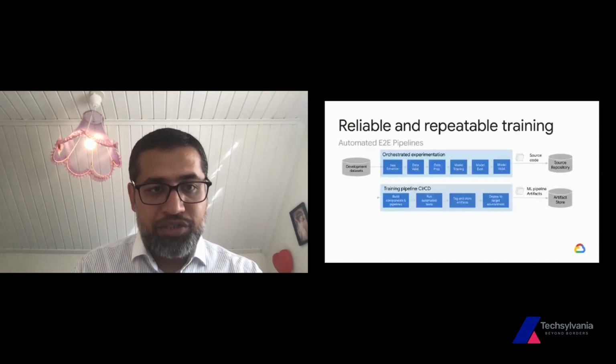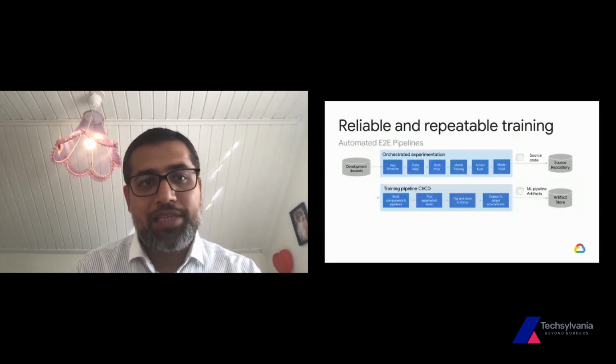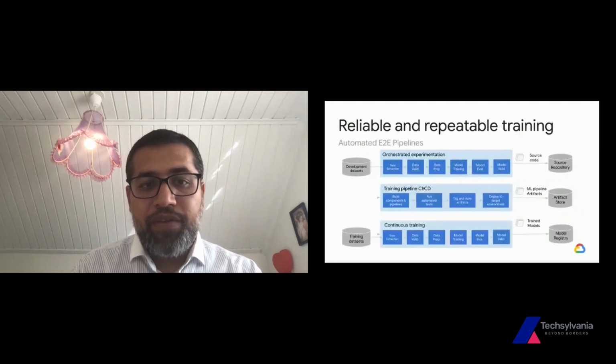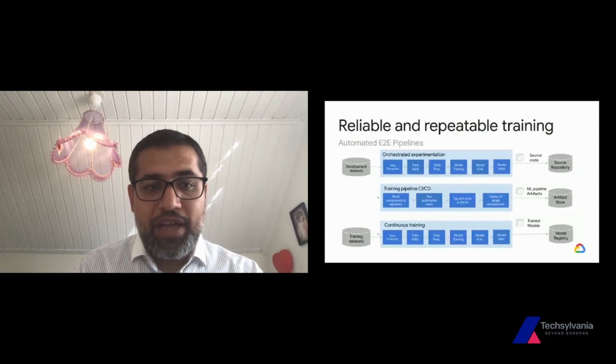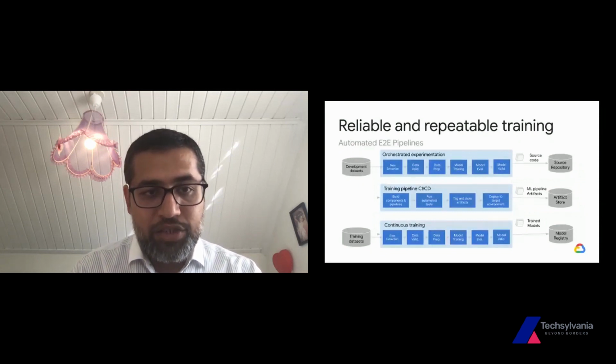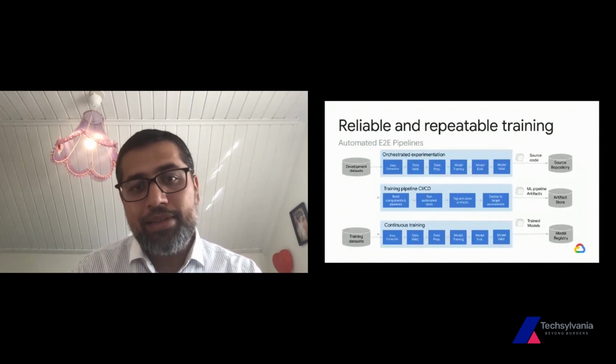And continuous training is essentially the instantiation of our orchestrated experimentation. So the steps or the workflow we defined to develop a machine learning model, all the way from data extraction to model validation, is being trained constantly. That's where the feedback loop comes into the picture. We bring in the training data set. This results in trained machine learning models.